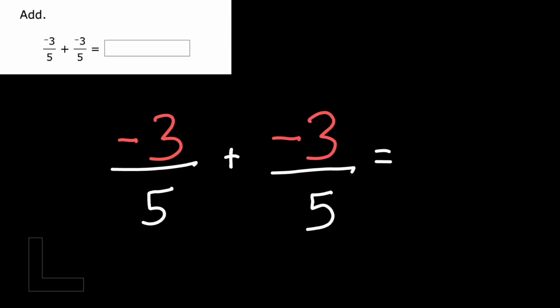Once again, we have two of the same denominators, so we can just focus on the numerators. And since our numerators have the same sign, we're effectively adding them. So -3 plus -3 is -6.